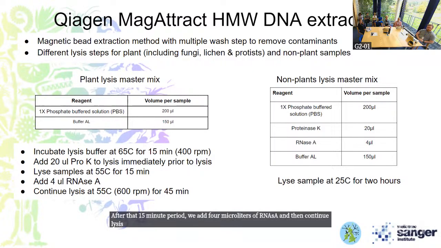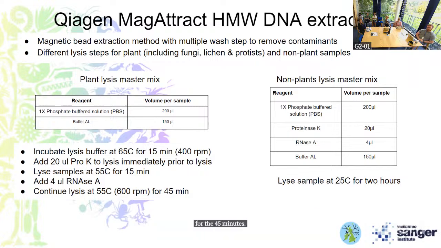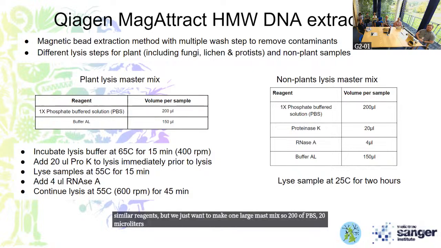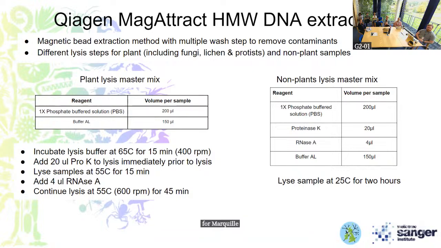For non-plants, similar reagents, but we just want to make one large master mix, so 200 microliters of PBS, 20 microliters of proteinase K, 4 microliters of RNase A, and 150 microliters of buffer AL. This reagent master mix is added to our samples, and they're lysed for 2 hours.